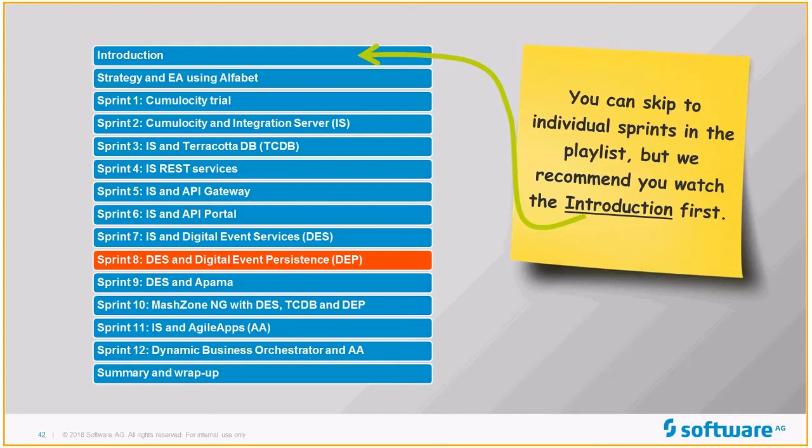Welcome to Sprint 8 of the HelloDBP demo. And in this sprint, we're going to use digital event services to configure events to be routed to digital event persistence to an event store on disk, where you can build up a very large history of events for compliance purposes.